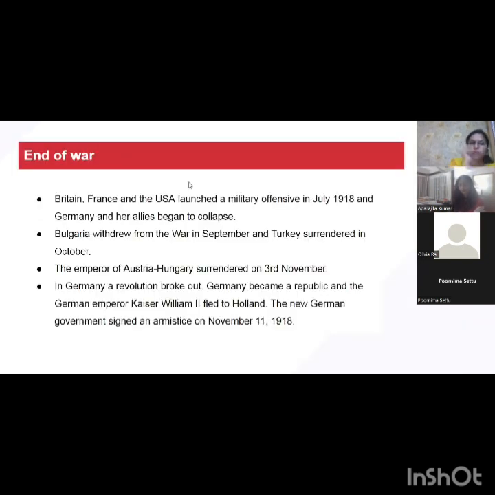Now this American entry completely changed the course of war. Why? Because America came with new forces, with better technology, and it was a fresh entry, because German forces had been fighting for so many years, so they were tired. But now America came with new vigor, new enthusiasm, new technology, everything was fresh, the supplies were fresh, and that completely changed the course of war. America joined Britain and France in this battle, and slowly and gradually they started targeting Germany's allies.